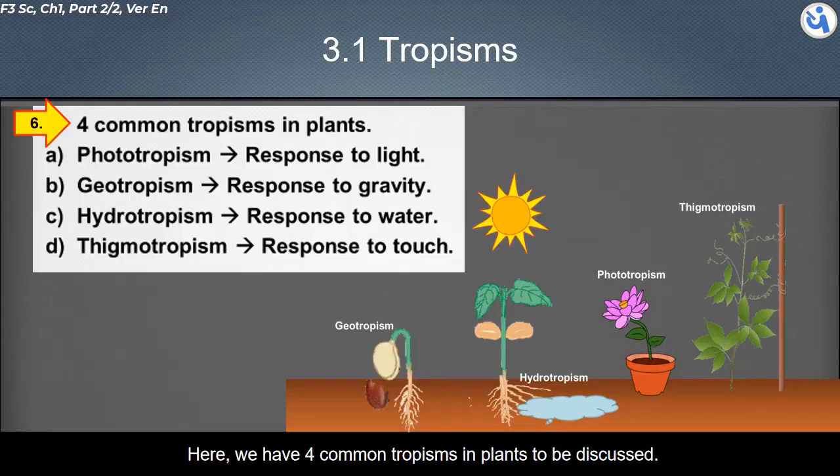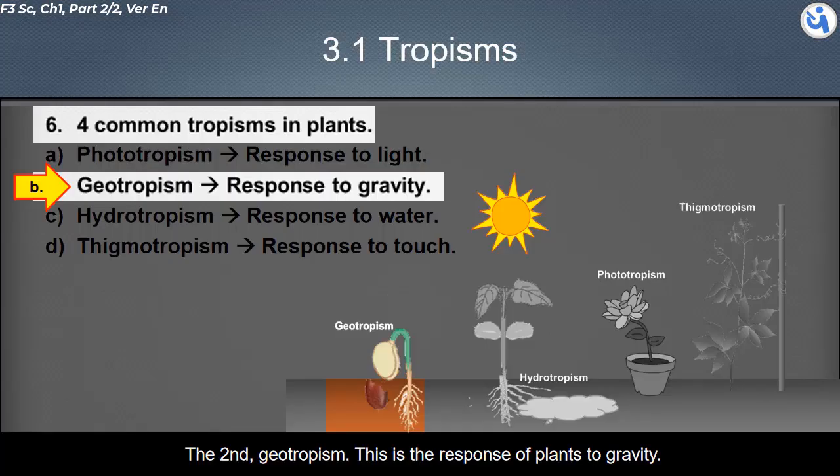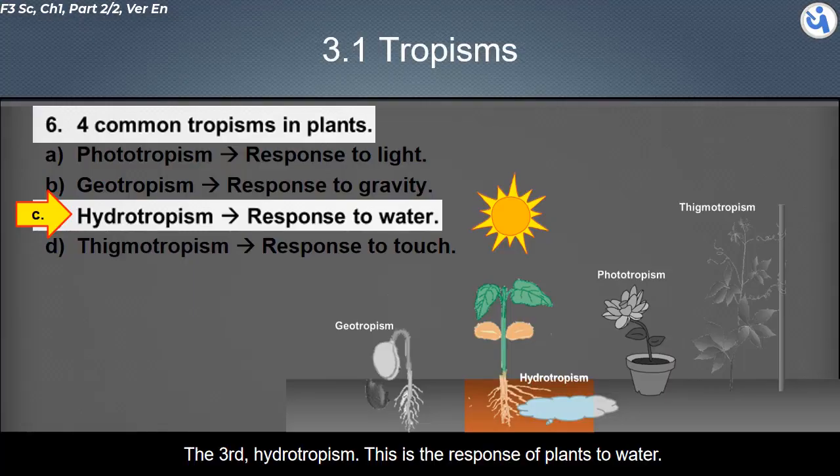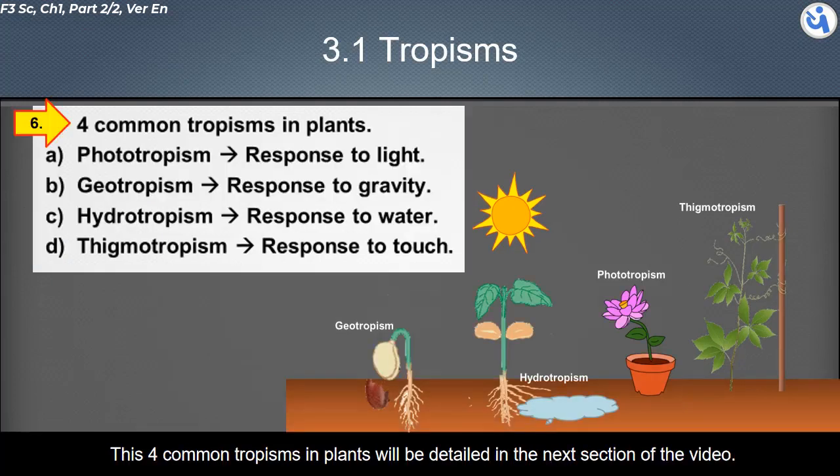Here, we have 4 common tropisms in plants to be discussed. First of all, phototropism. This is the response of plants to light. The second, geotropism. This is the response of plants to gravity. The third, hydrotropism. This is the response of plants to water. The fourth, thigmotropism. This is the response of plants to touch. These 4 common tropisms in plants will be detailed in the next section of the video.